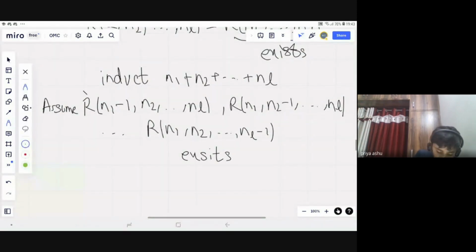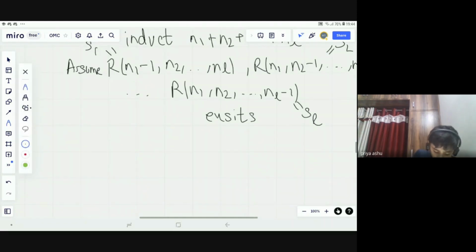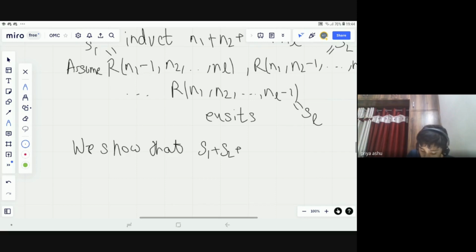Just for convenience, I'll call this number S1, this number S2, this number SL. Wherever we have a minus 1, I'll call that SI for convenience. So like previously, we showed that S1 plus S2 and so on till SL minus L plus 2 vertices suffice. Sorry, why am I writing a K? This should be L.